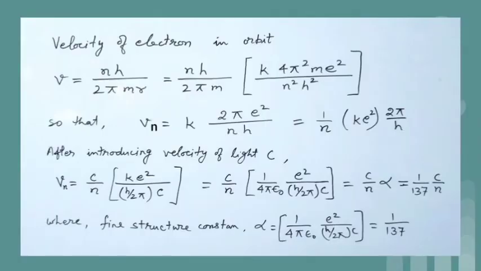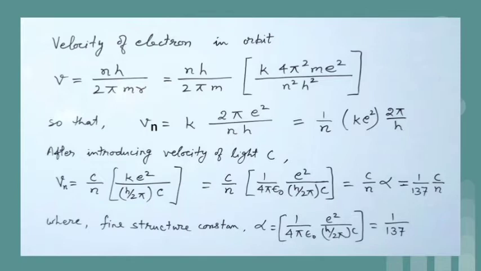Now we can find the velocity of the electron with which it revolves around the nucleus in various orbits, and that is v = nh/2πmr. Substituting the expression of r, it becomes v = (nh/2πm)(k·4π²me²/n²h²). After rearranging the terms, vₙ = k·2πe²/nh. Here also, for generalization, the subscript n is used with v.